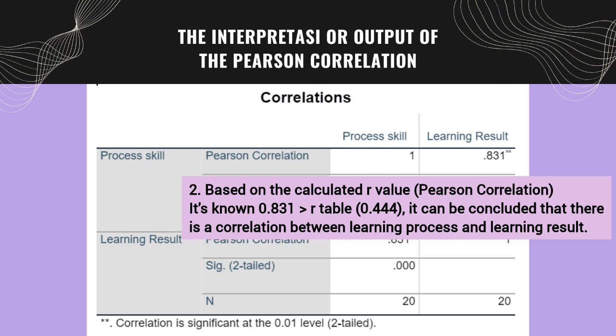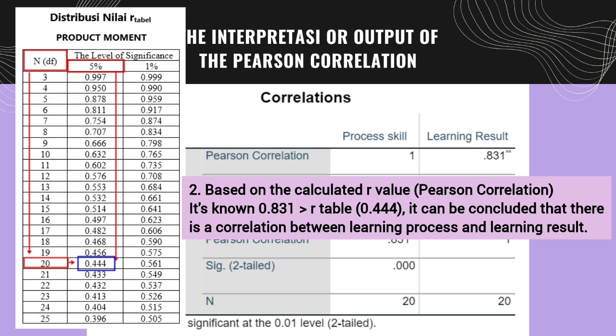And the formula for calculating the value of the R product moment table is to look at the value of n in the distribution of the R value. Because n, or the number of samples used in this analysis, is 20 students with a significance of 5%, the value of R table is 0.444 as in the R table.